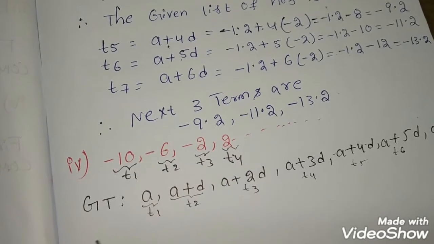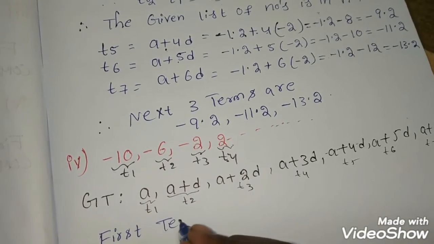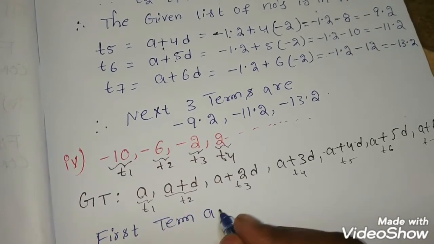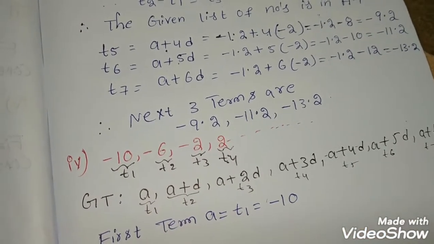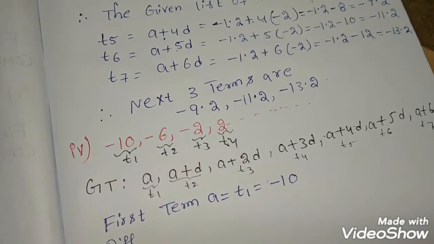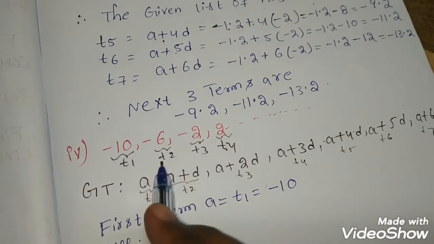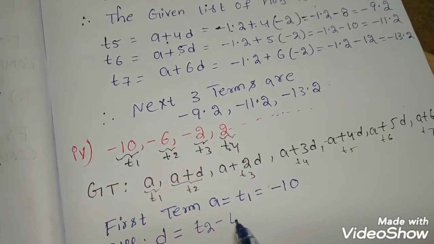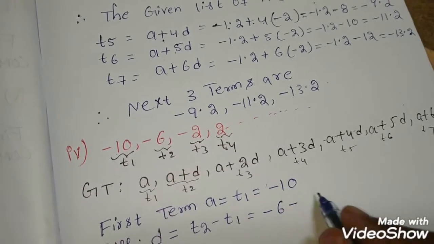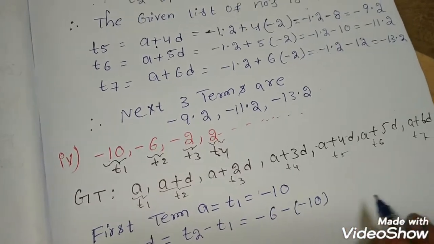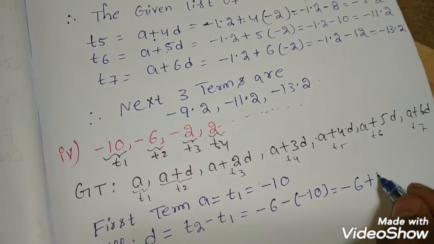See, what do we have to find? The first term. What is the first term here? The first term is a, right? a is equal to term 1. What is term 1 here? Minus 10. Okay, we need to check the common difference. The common difference d is equal to t2 minus t1. What is t2? Minus 6, minus, what is t1? Minus 10. So that is equal to minus 6 minus into minus plus 10.